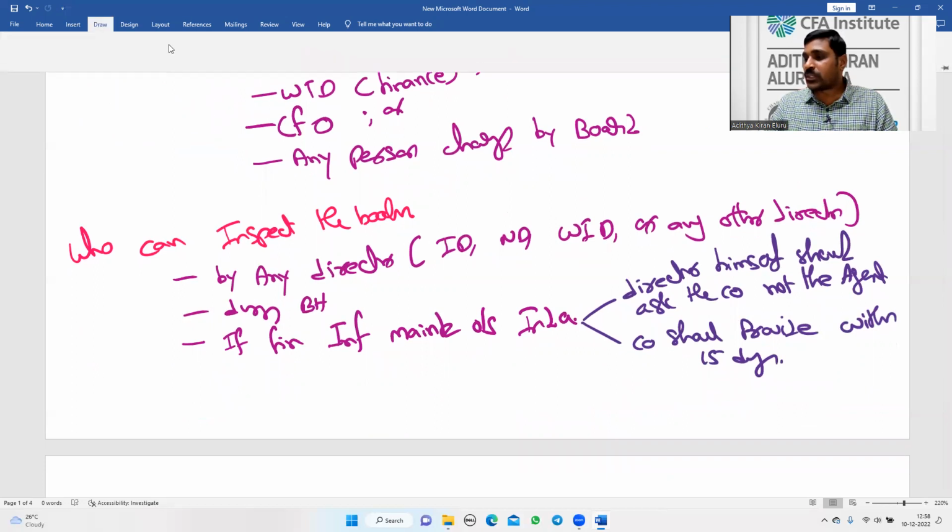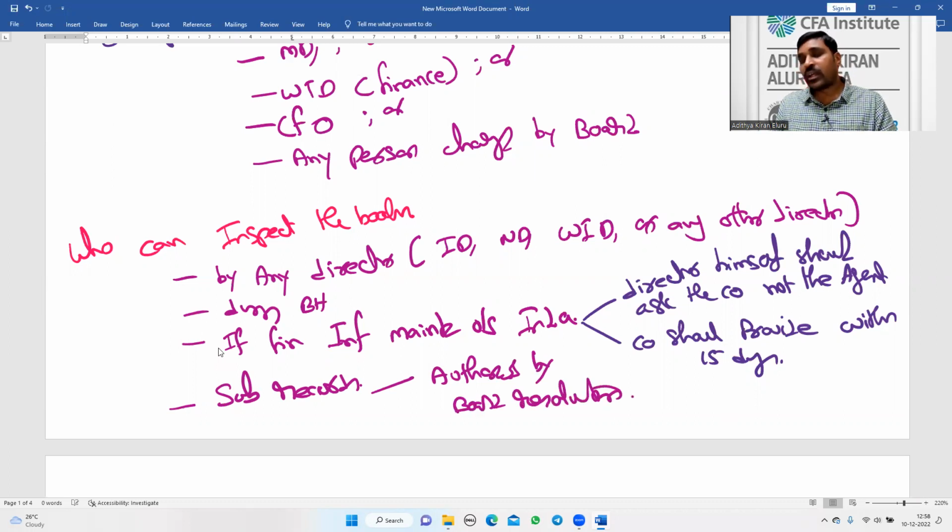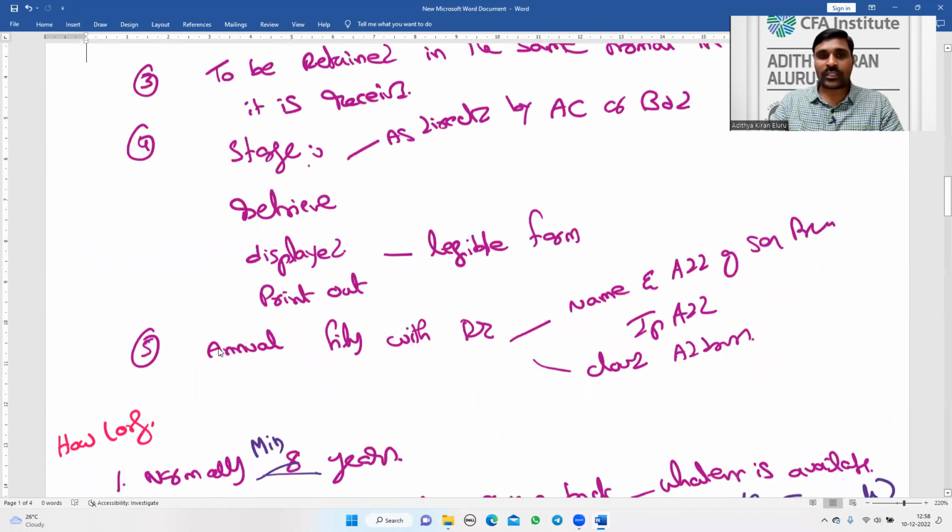Inspection of subsidiary records: a director of the holding company can verify the books of accounts of the subsidiary company if authorized by board resolution. Any director can verify the books of accounts of not only the holding company but also of the subsidiary company, if authorized by board resolution.